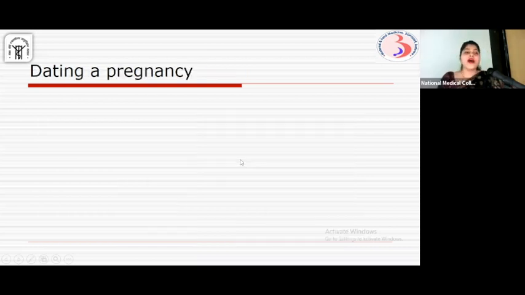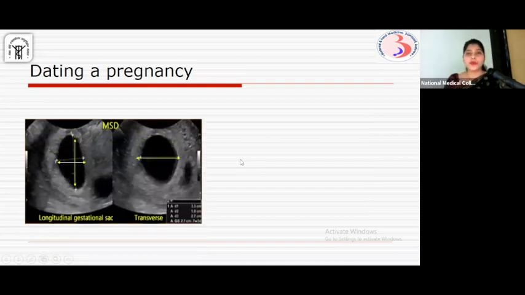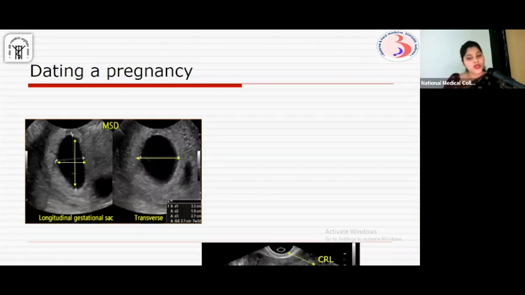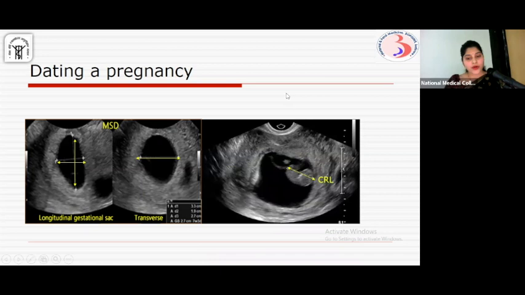Very well. How to date a pregnancy? There are 2 methods to date a pregnancy. We can use mean sac diameter, which is slightly less accurate, and we can also use crown rump length, which is a more accurate measure. It is measured in the mid-sagittal section. While measuring this crown rump length, we should remember that we should not include the yolk sac in this measurement, and limb buds are also not included. The fetus should be in the neutral position while measuring this crown rump length.